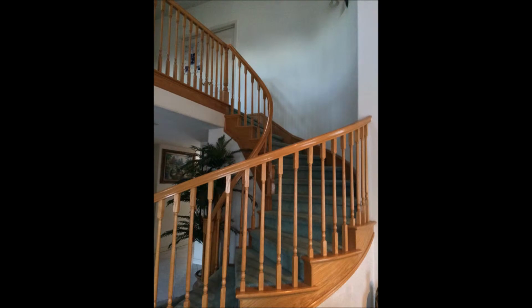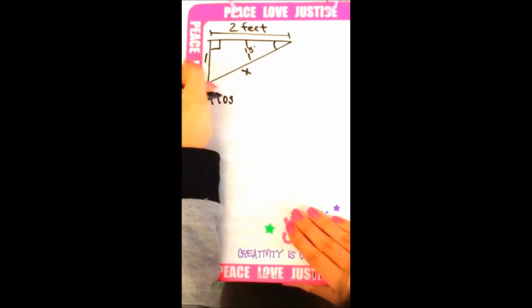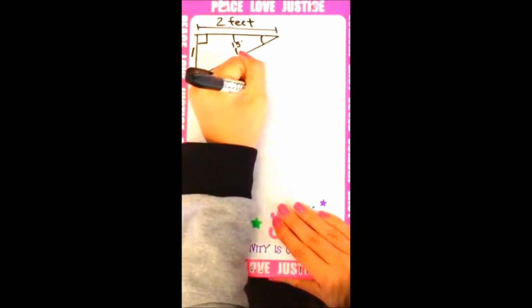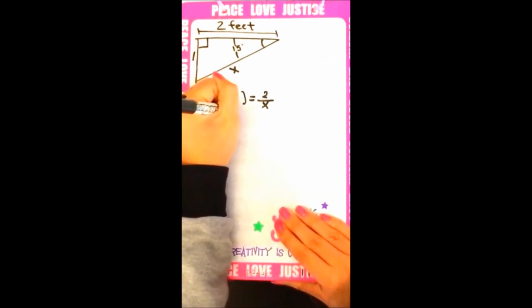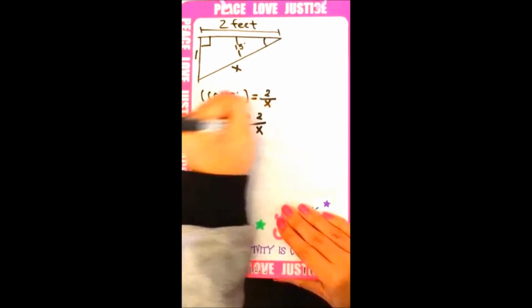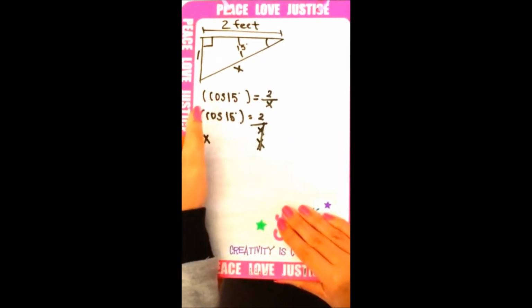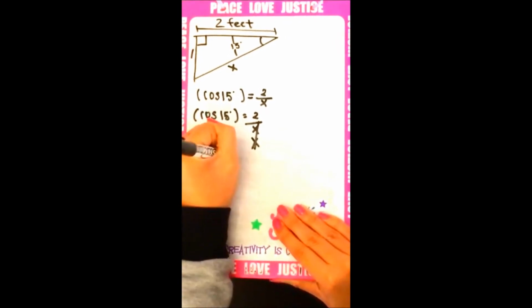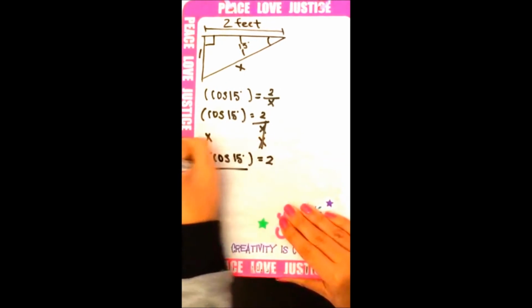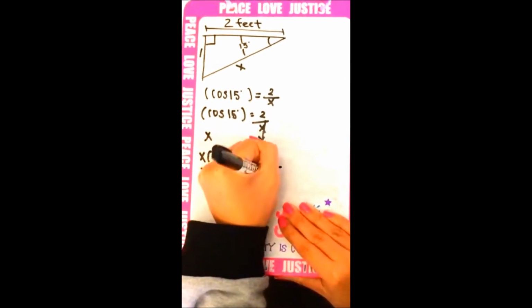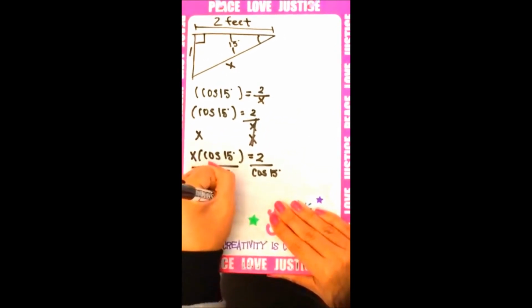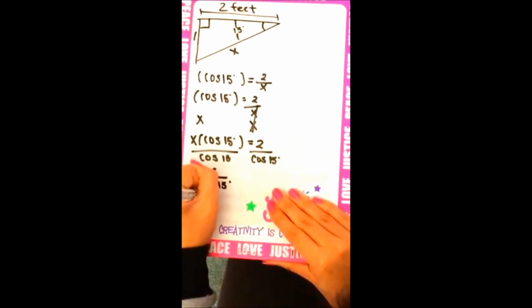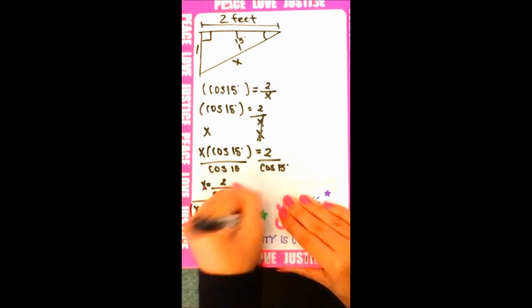Here is a better image of how the stairs in this wonderful home look. The equation is cosine 15 equals 2 over x because with cosine you do adjacent over hypotenuse. Then to get rid of x, divide both sides by x, which leaves you with x times cosine 15 equals 2. Then divide both sides by cosine 15, which leaves you with x equals 2 over cosine 15. Then divide 2 over cosine 15, and you get x equals 2.0706.